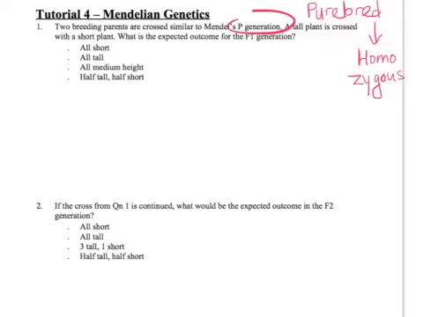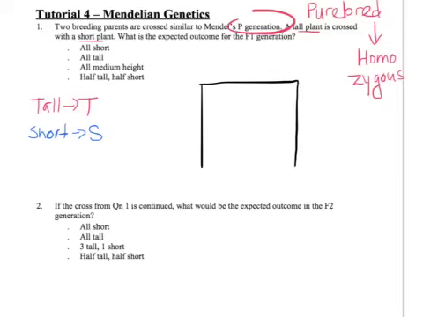So in that case, we have a tall plant crossing with a short plant. Let's call the tall allele T, and the short allele, let's call it S. Okay, and then I can proceed to do my Punnett square, which is a very simple monohybrid square. Monohybrid just means we're just looking at one trait, whether it's tall or short. Okay, we're looking at height.